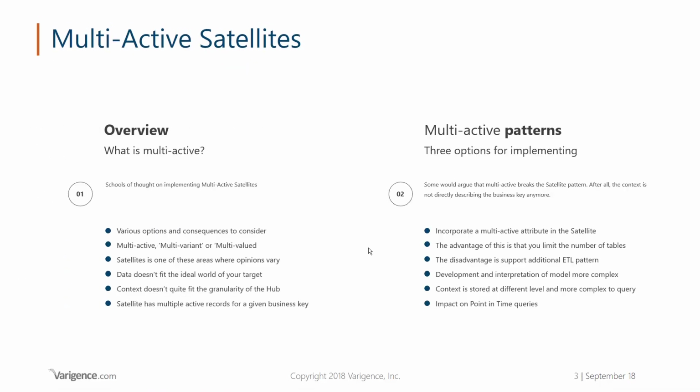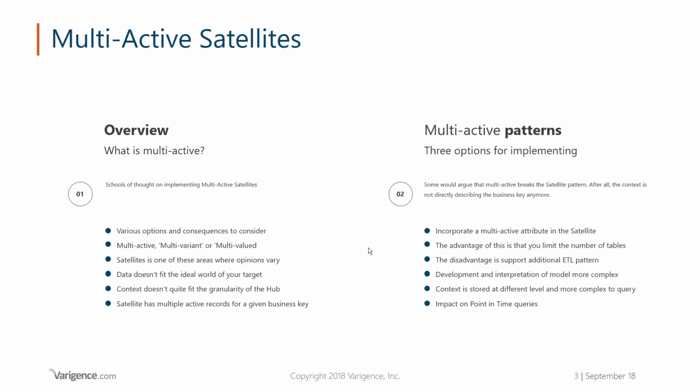There are two things about multi-active satellites. I'm just going to give you a quick overview. But probably the most important one is that there are various options and consequences to consider. It's called multi-active, multivariant, or multivalued. And satellites is one of those areas where opinions vary. I want to put that out right there: especially with multi-active satellites, some people would say, well, don't do it. And as Roland explains in his blog, there are three ways, possibly even a fourth way.